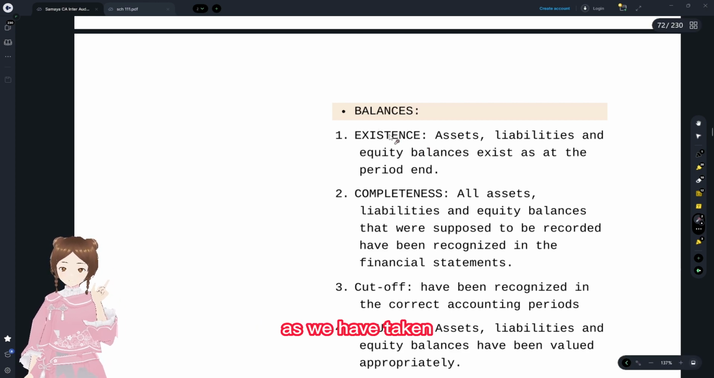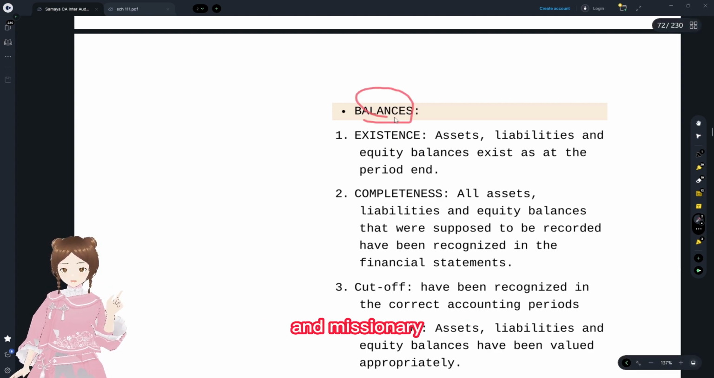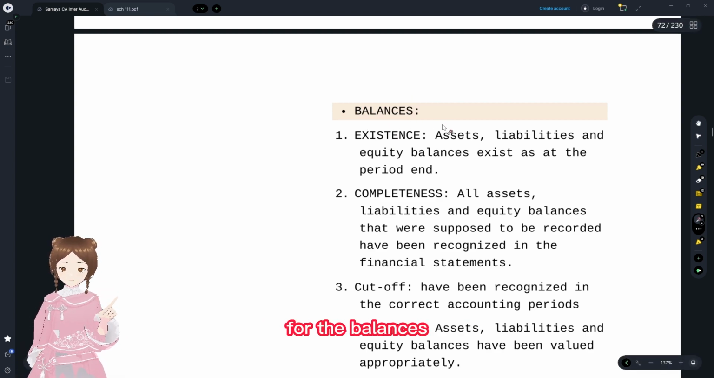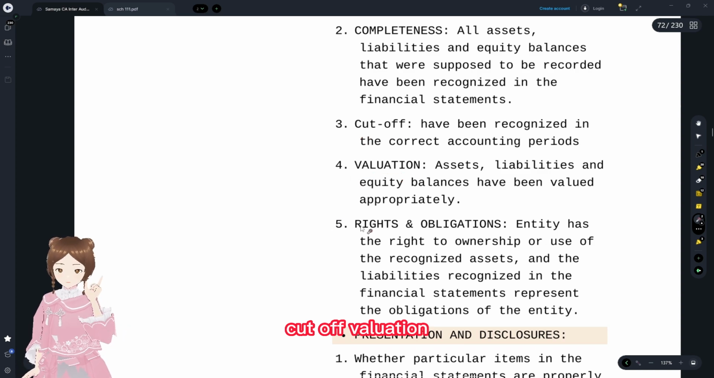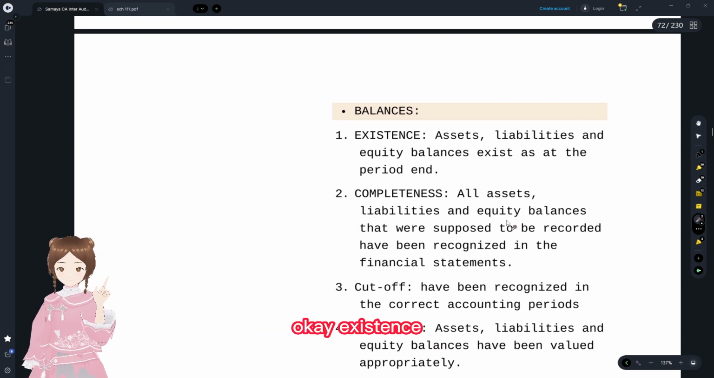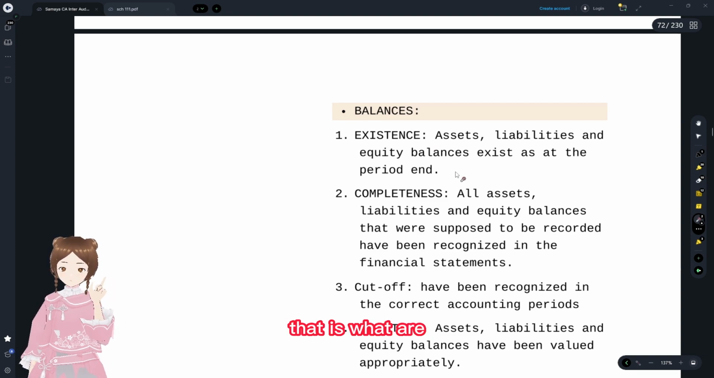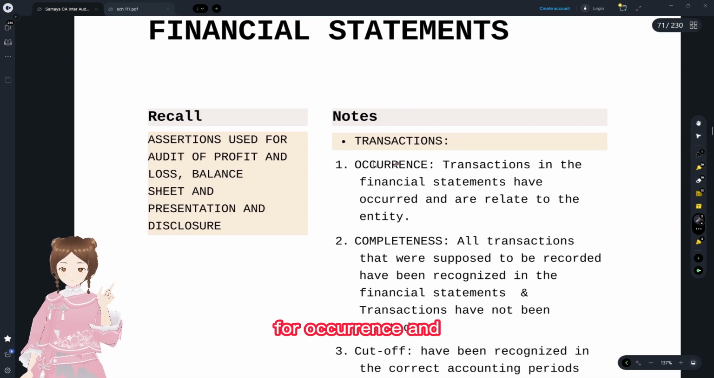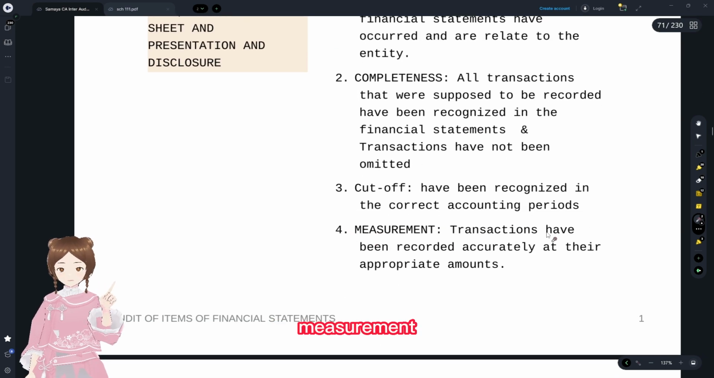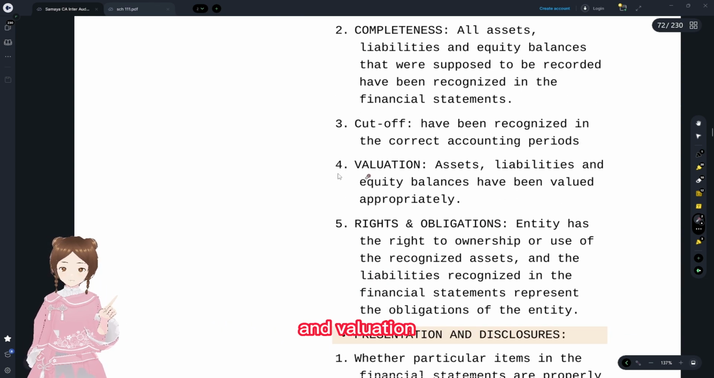As we have taken sales as an example for the transactions above, now we'll take plant and machinery as an example for the balances. Okay, what qualities should a balance have? Existence, completeness, cutoff, valuation, rights and obligations. What is different between transactions and balances are occurrence and measurement. You see, they have been changed into existence and valuation.